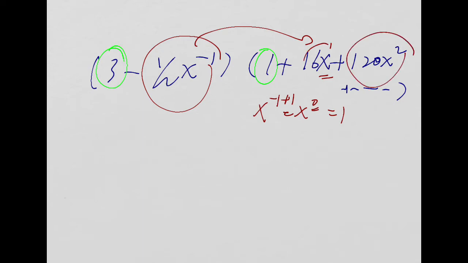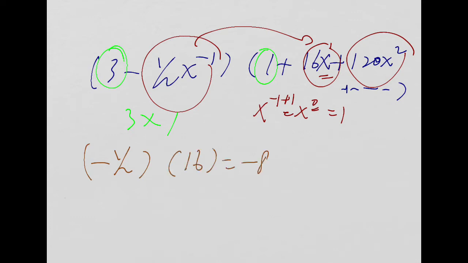So the only possibility is 3 multiplied by 1, and also minus 2 multiplied by 16. So it's minus 32 and 3. So you get minus 29. So these are the steps for how you do question number 2. Please practice it again. If you don't know, do it until you know. Do it until you know how to do it. Okay?